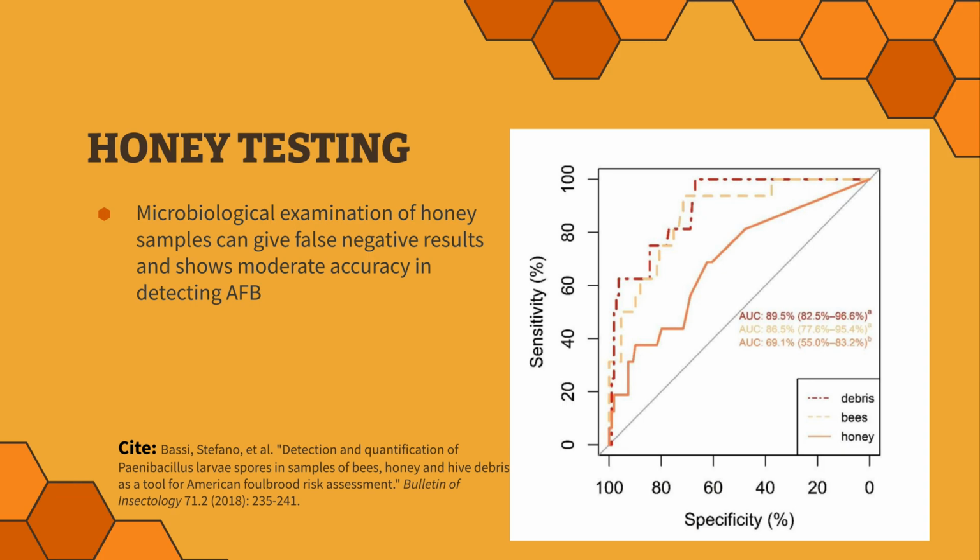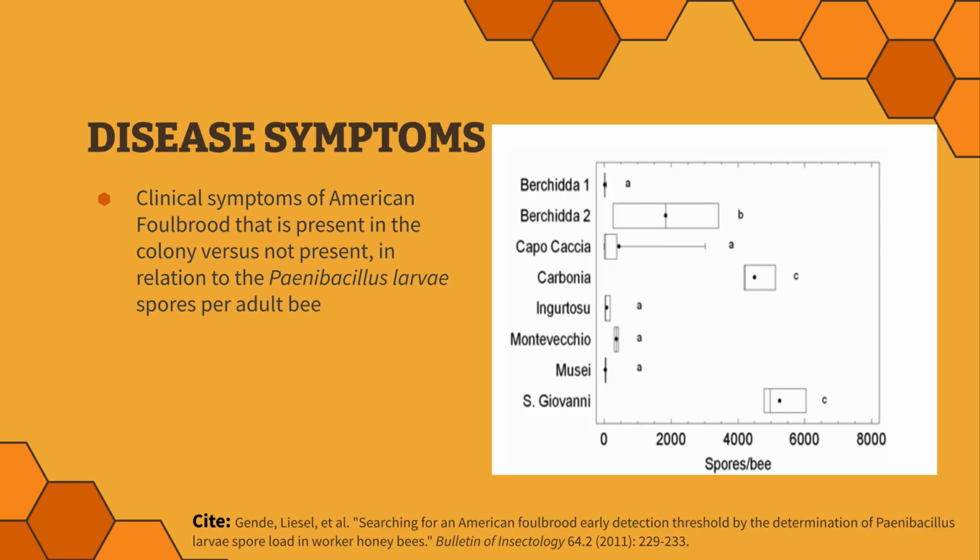So in this study, when conducting AFB testing by culturing honey versus the hive debris or testing live adults, the honey examination only showed a moderate accuracy in detecting whether American foulbrood was present. So from this study, it was concluded that Paenibacillus larvae spore load in materials taken from the hive debris or from adult bees was more useful in detecting AFB risk in a colony. It's relevant for beekeepers to be aware of the practices they take to assess the risk of AFB in a colony. They should be implementing the most accurate methods of testing in order to prevent the loss of their bees and the spread of the disease.